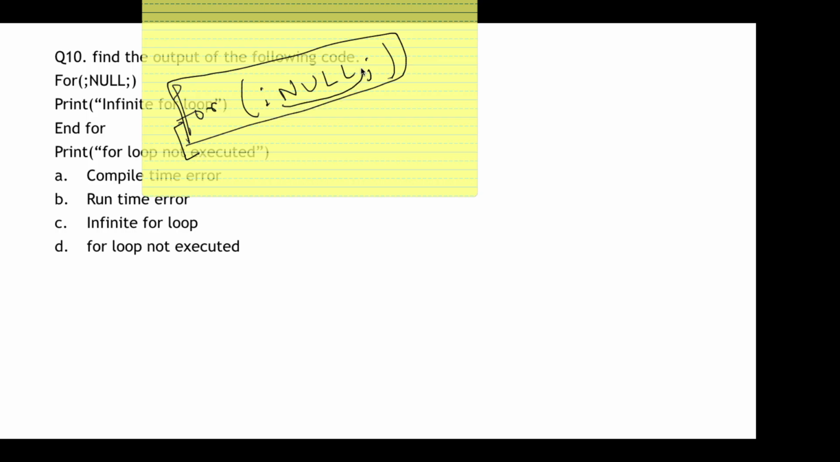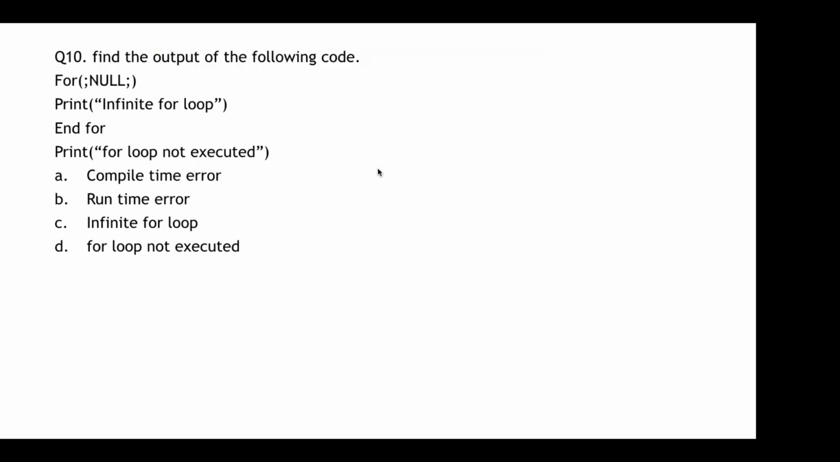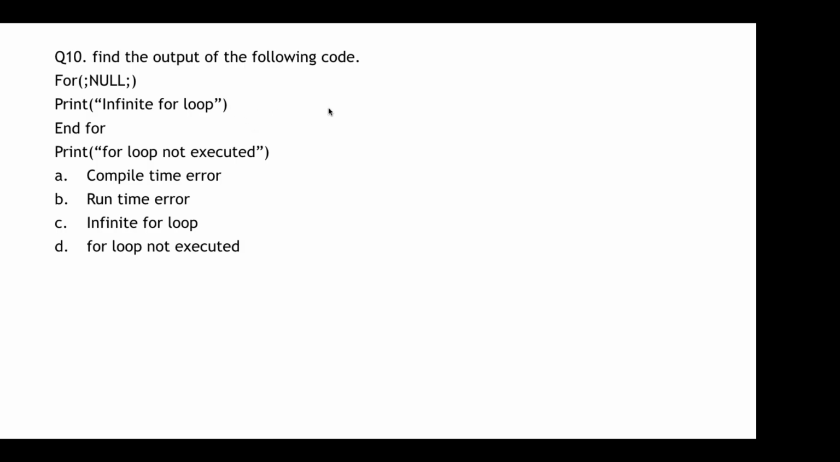If null is written within the for loop with 2 semicolons on both sides, then it does not allow the for loop to enter the loop. It will never allow you to go inside the loop. So only whatever is outside the loop will be printed. So the output over here will be: for loop not executed.